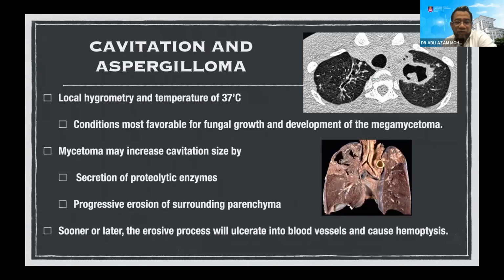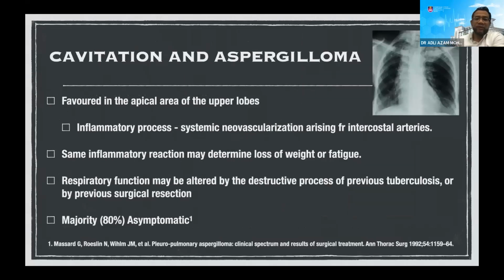Of course, in cavitation and aspergilloma, the local hygrometry and the temperature of 37 degrees body temperature are most favorable for fungal growth and development of the mycetoma. Mycetoma may increase cavity size by secretion of proteolytic enzymes and progressive erosion of surrounding parenchyma. Sooner or later, the erosive process will ulcerate into a blood vessel and cause hemoptysis. Other than that, in cavitation, aspergilloma favors the apical area of the upper lobes. Since there is an inflammatory process, we see a lot of systemic neovascularization arising from intercostal arteries that make our surgery bloody, and a lot of abnormal blood vessels we are going to encounter.